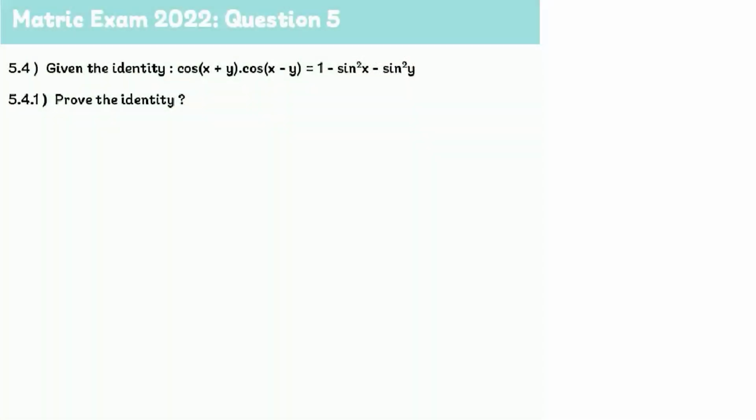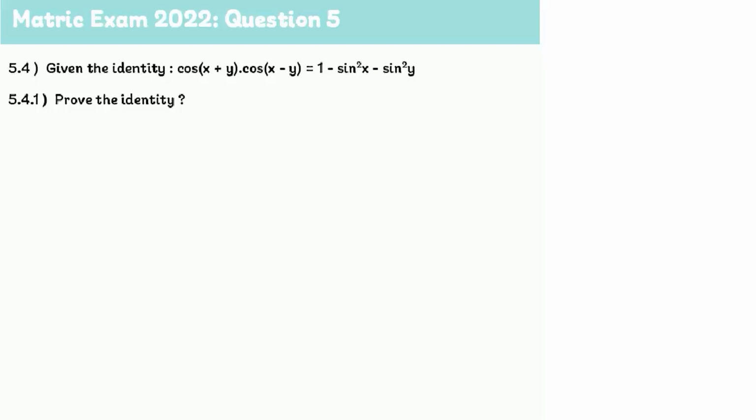We're on to question 5.4.1. Let's have a look. Given the identity cos(x + y) times cos(x - y) equals 1 minus sin squared x minus sin squared y, what it's asking us to do is to prove the identity, to prove that the left-hand side is equal to the right-hand side.